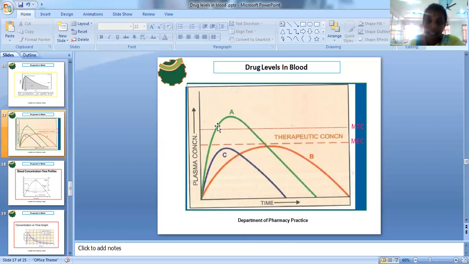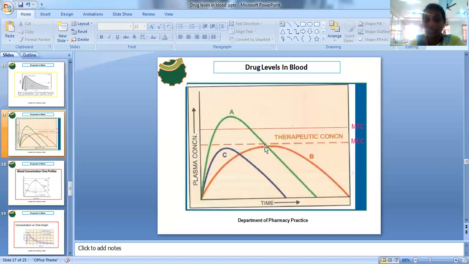The curve is above the MSC, which is the maximum safe concentration. That means the drug will precipitate some toxic effects. Here, if you see the C and B graphs, B is capable of maintaining a longer duration of action. That means the period spent by the drug in the body will be longer, but it fails to give the therapeutic action.